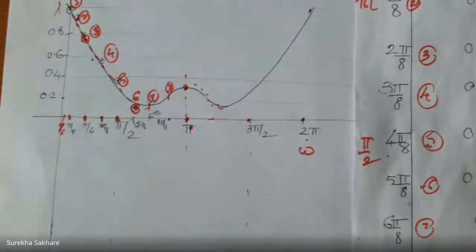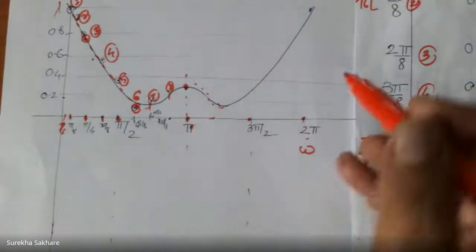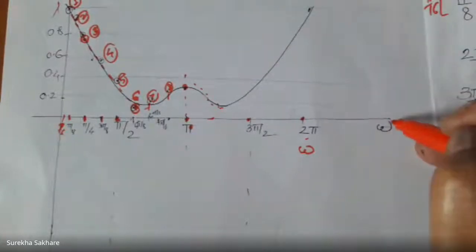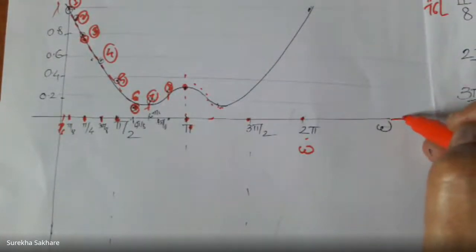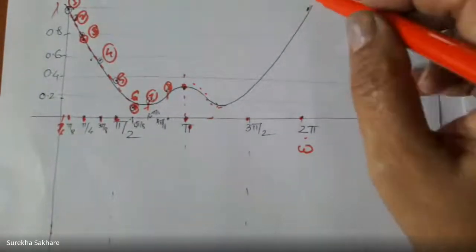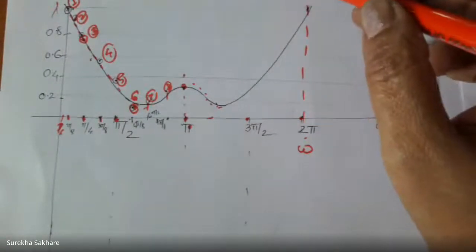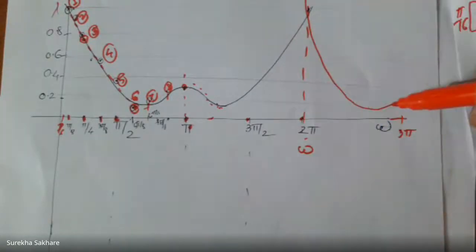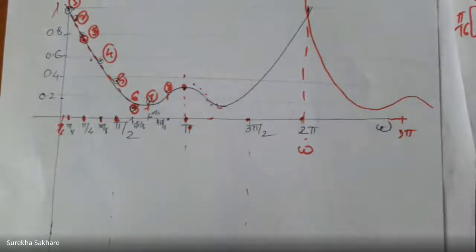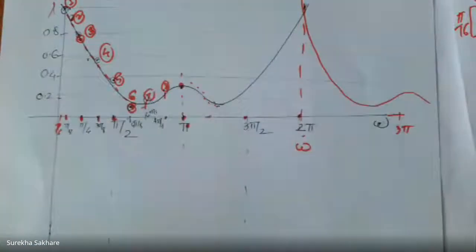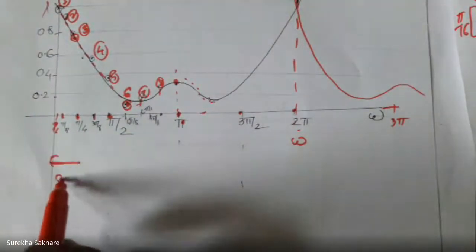Now after this 2 pi, there will be 3 pi, and again 4 pi. So what happens? It's going to repeat after this. That means it will come here and again go like this and repeat. So we need not find it for another cycle. We are interested in the values from 0 to 2 pi.